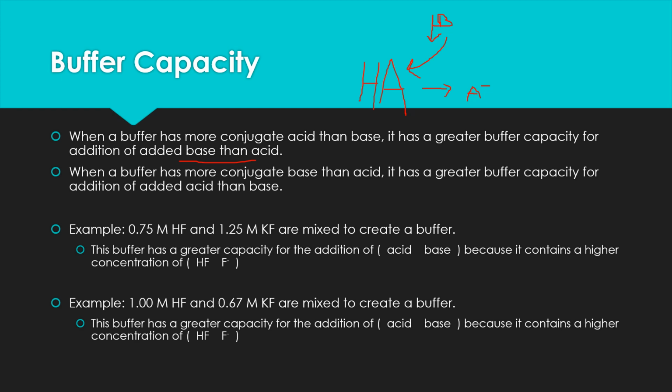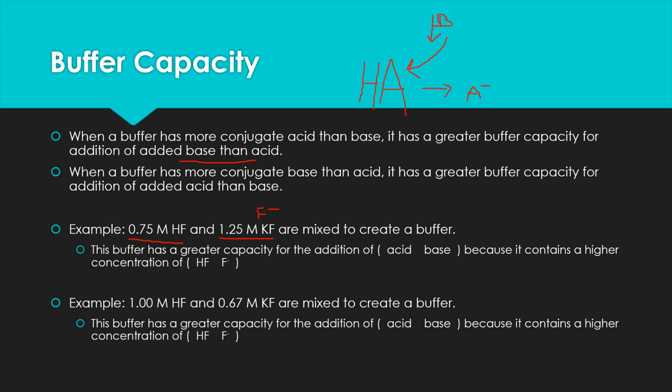Now we could have the opposite. If I had more conjugate base than acid, then we'd have a greater capacity for adding acid than base. So whichever one we have in greater concentration, it's going to be able to counter whatever we're adding to it. So if I have more base, it's going to be able to counter that added acid. If I have more acid, it's going to be able to counter that added base. So let's take an example, 0.75 molar HF, so that's my weak acid, and 1.25 molar KF, so that's my conjugate base, right? That F minus gives us that conjugate base. So they're mixed to create that buffer.